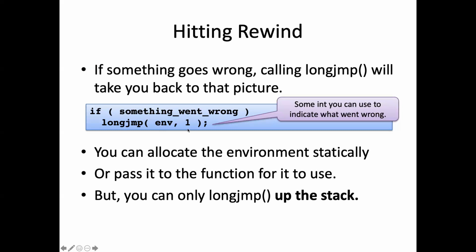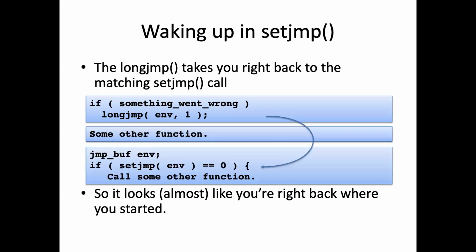I said, well, normally setjmp returns 0 when you're just taking a picture of the environment, but if you jump back to it, it can return a non-zero value. Here's where you pick what you want it to return. So you're saying jump back to that call to setjmp, but this time return a 1 so that it can tell something went wrong. All right, so we've learned 3 things about this, the jmp_buf, setjmp, and longjmp. And here's how you would normally use them.